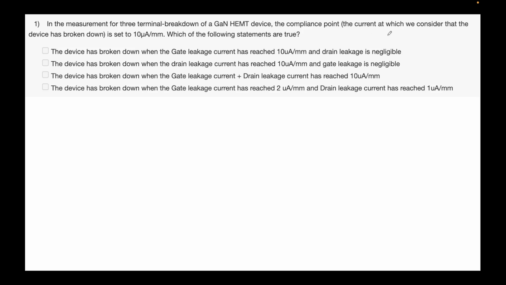The compliance point. So when do we say the device is broken down? There must be a limit, right? Because sometimes it can happen. I'll tell you what we mean. How does the profile of the current actually look? Okay, something called the compliance point, which I talk about.